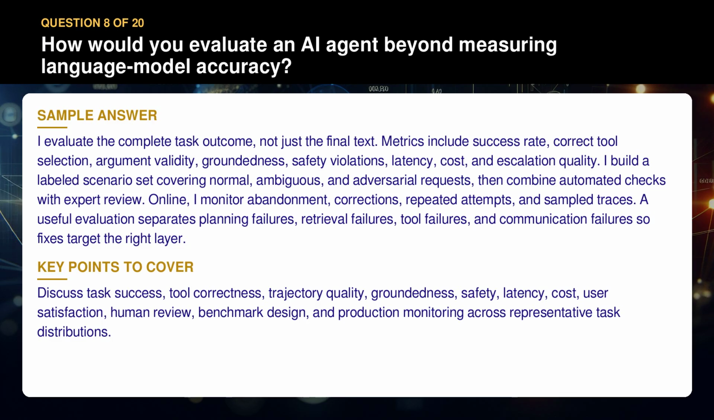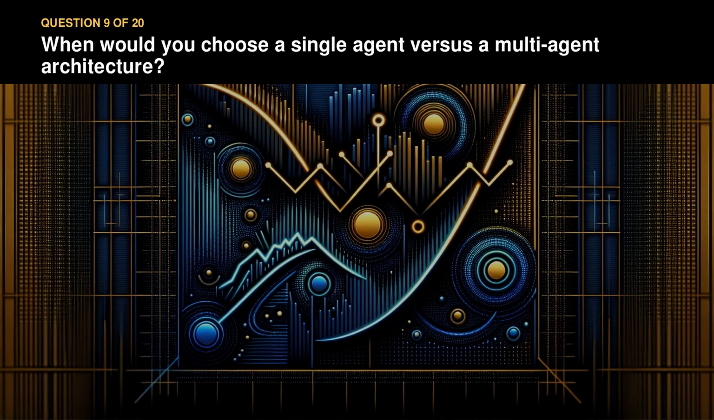Discuss task success, tool correctness, trajectory quality, groundedness, safety, latency, cost, user satisfaction, human review, benchmark design, and production monitoring across representative task distributions. Question 9. When would you choose a single agent versus a multi-agent architecture?